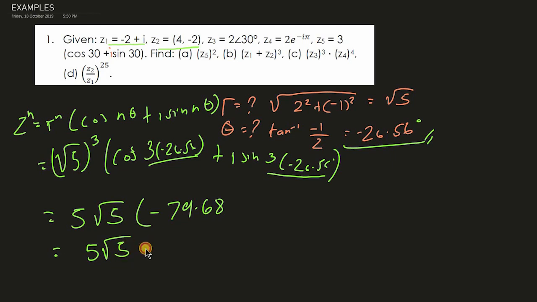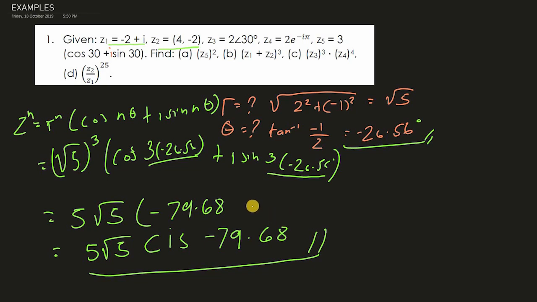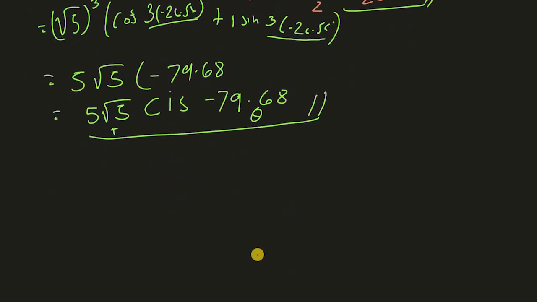So, pwede natin yung i-rewrite in the same manner as 5 square root of 5. This is the value of our modulus. Then we write CIS negative 79.68. This can be our final answer, guys. This is a part of the Euler's formula. This is the value of our r. This is the value of our theta. We can rewrite that further into polar form. 5 square root of 5 angle negative 79.68.